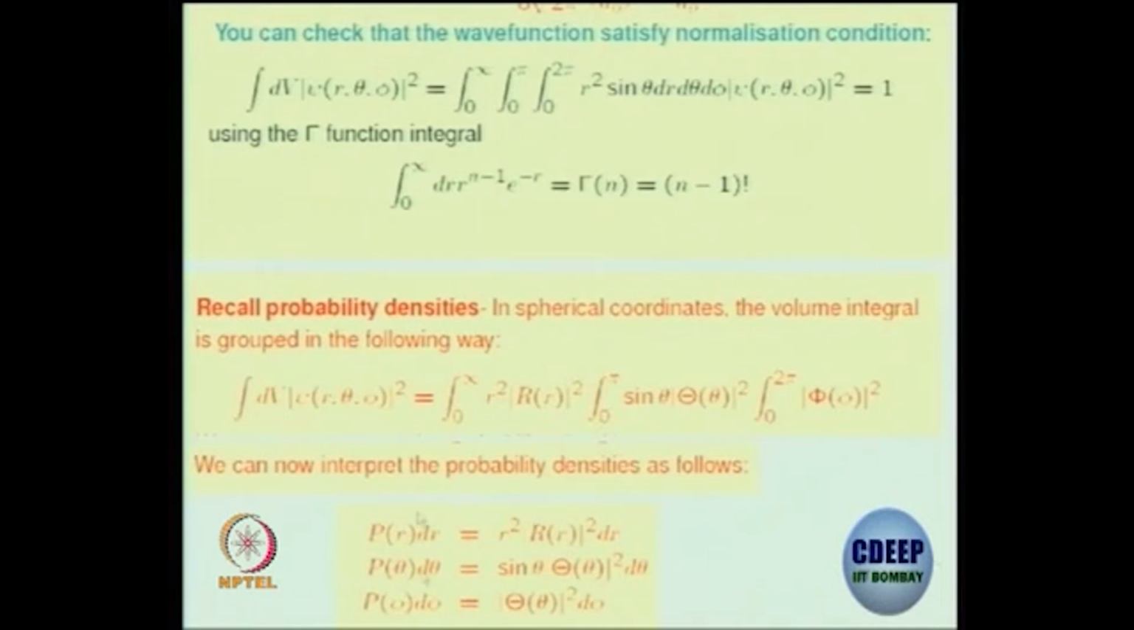and you can interpret them as the probability of finding the particle between r and r plus dr for the radial coordinate, theta and theta plus d theta, and phi and phi plus d phi. Something is wrong here. What is wrong? This has to be a capital phi of r.